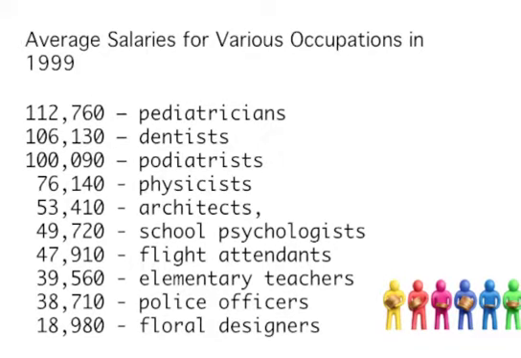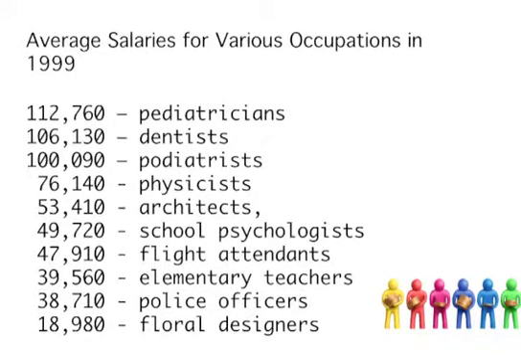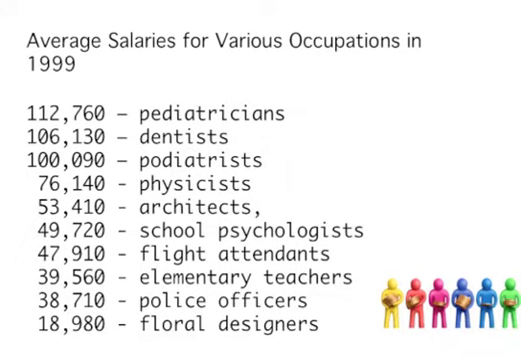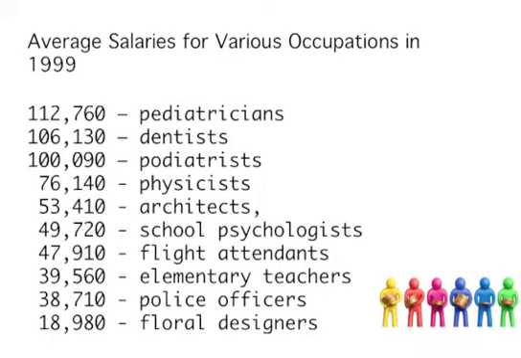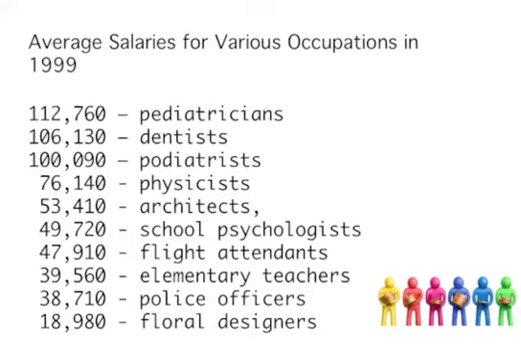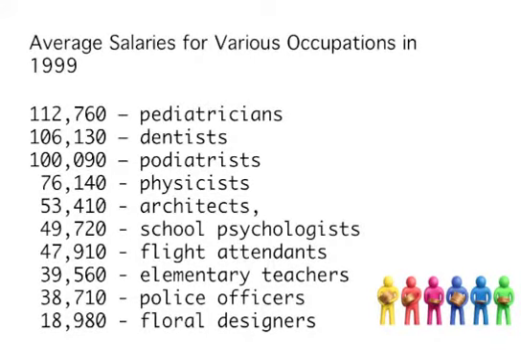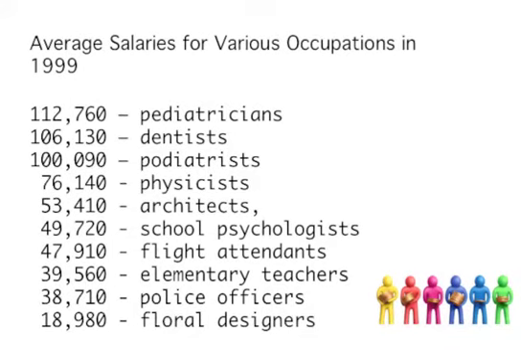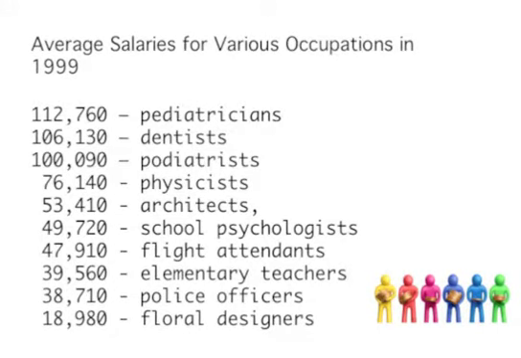This table shows the average salaries for various occupations in 1999. These statistics are referred to as descriptive statistics because, as the name suggests, they describe the data. Indeed, descriptive statistics are important and give us a great deal of information, in this case, about the different salaries that individuals make. It is interesting to note, for instance, that we pay the people who educate our children and who protect our citizens a great deal less than we pay people who take care of our feet or our teeth.